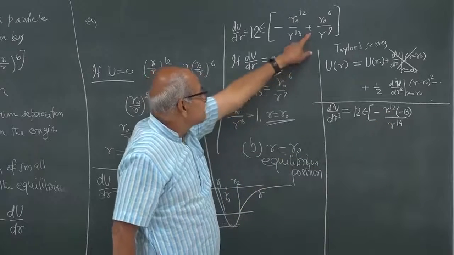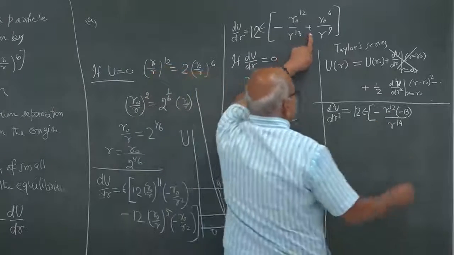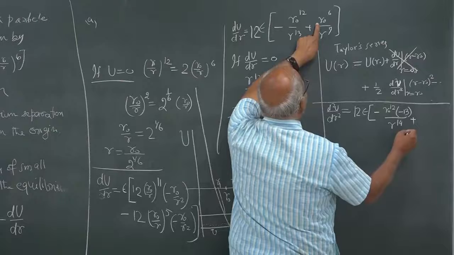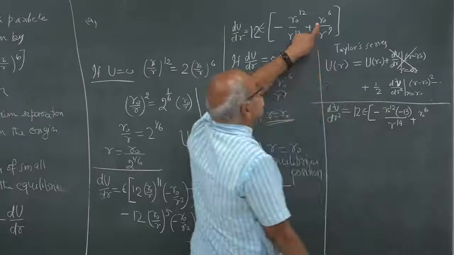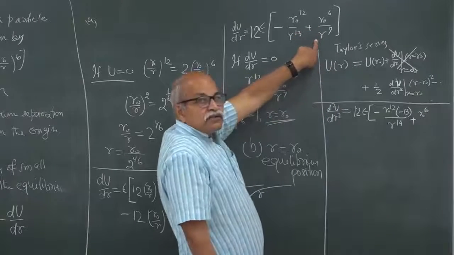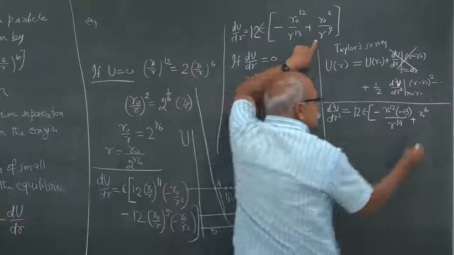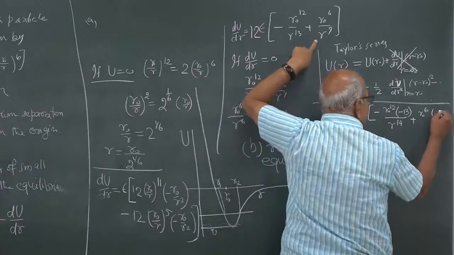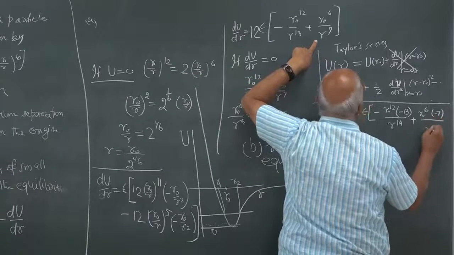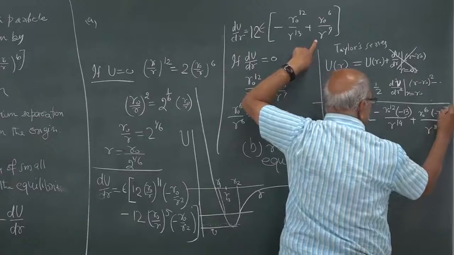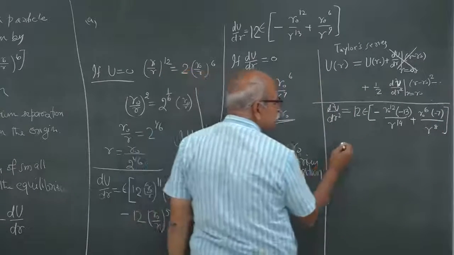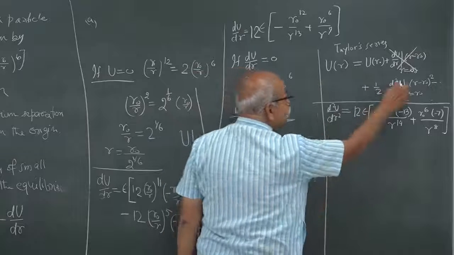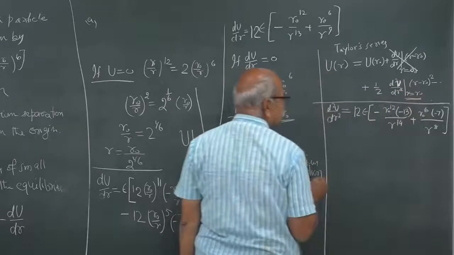Now, come here, plus r naught to the power 6. So, this is r naught to the power 6, and then I have to differentiate r to the power minus 7. So, minus 7 here and then r to the power 8 here. So, that is the differentiation. And it has to be evaluated at r equal to r naught.